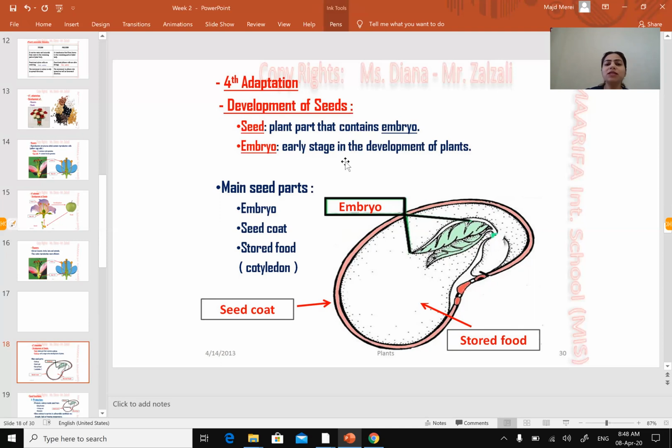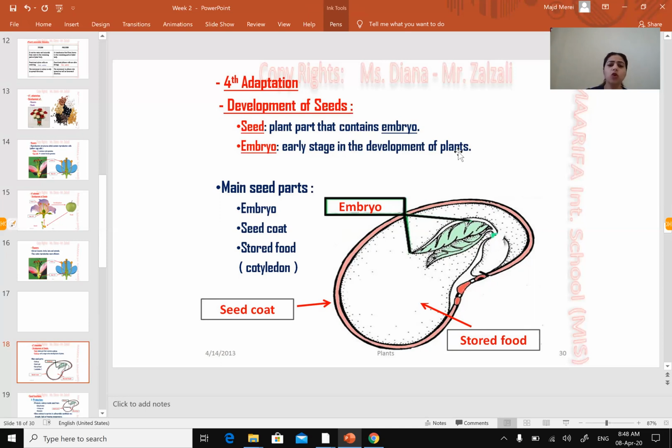Embryo is the early stage in the development of plant. Embryo, you can see it like a small, tiny plant. Okay, you can imagine it like that, like a small plant. So it's the early stage in the development of plants. The main seed parts. There are three main seed parts of seeds.